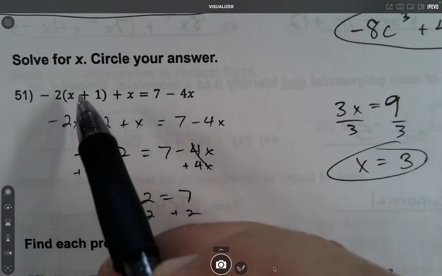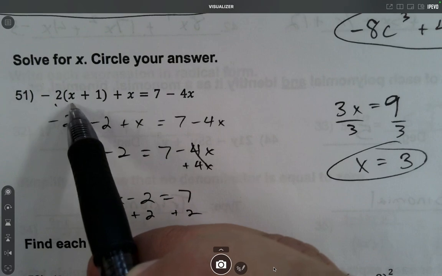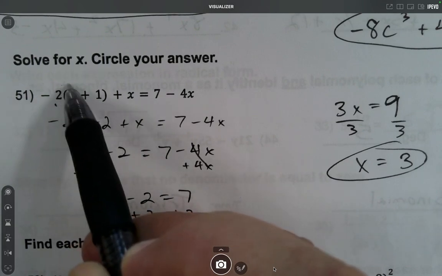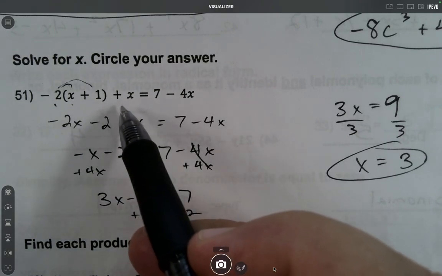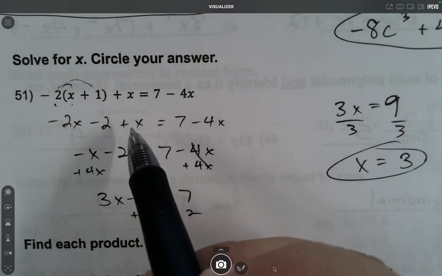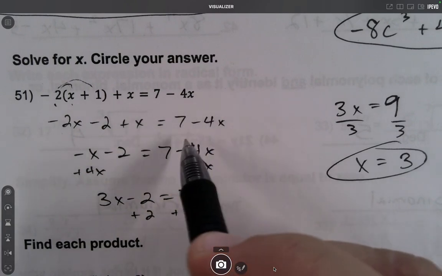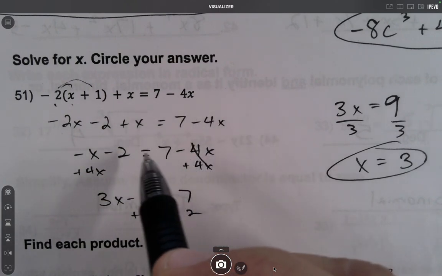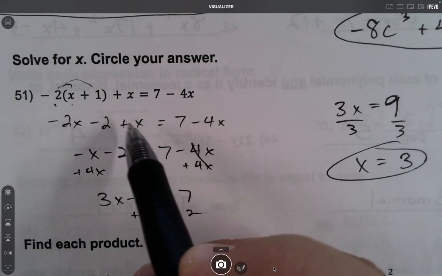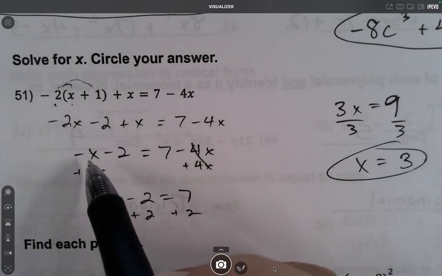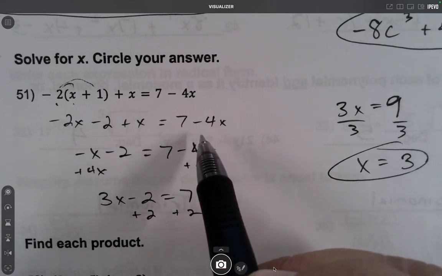To solve for x, we're going to start by distributing. Negative 2 times x is negative 2x. Negative 2 times 1 is negative 2. And don't forget this plus x that's kind of hanging out here by itself. And the right side, we'll just rewrite it, nothing changed. Now on the left side, I have like terms that we can combine. Negative 2x plus 1x is negative 1x. Everything else is written the same.